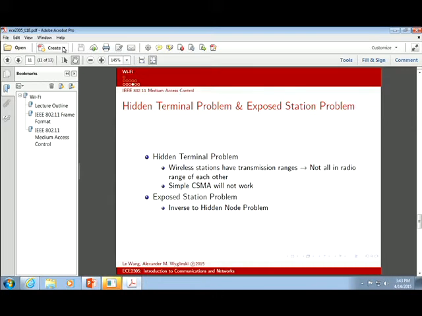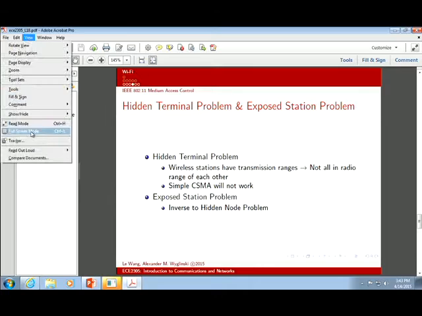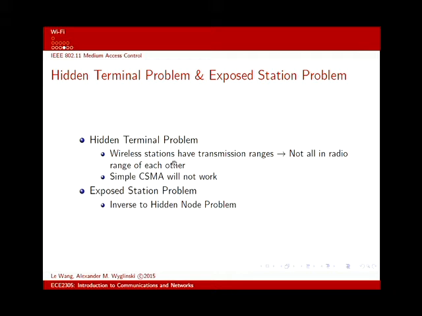So in the hidden node problem, you have wireless stations that are within transmission range of the access point, but they may not be within radio range of each other. So it's like I have two stations here, they want to talk to me, they can't hear each other, but I can hear both of them.